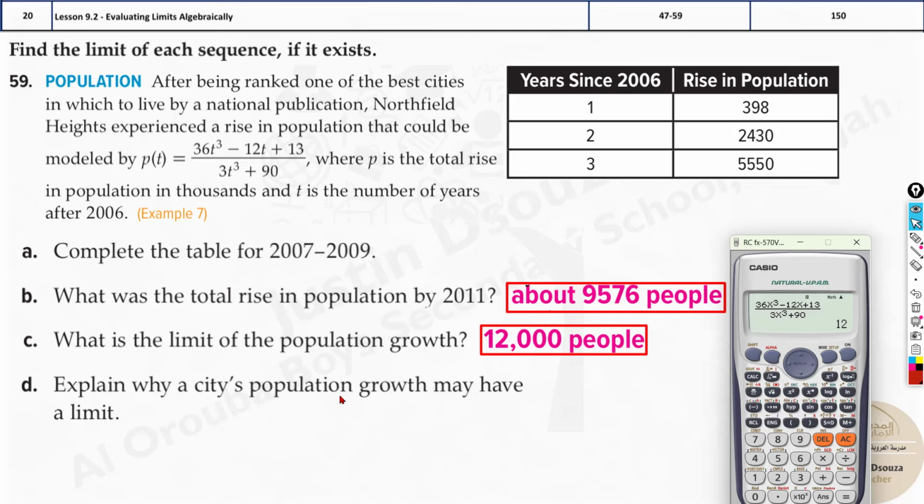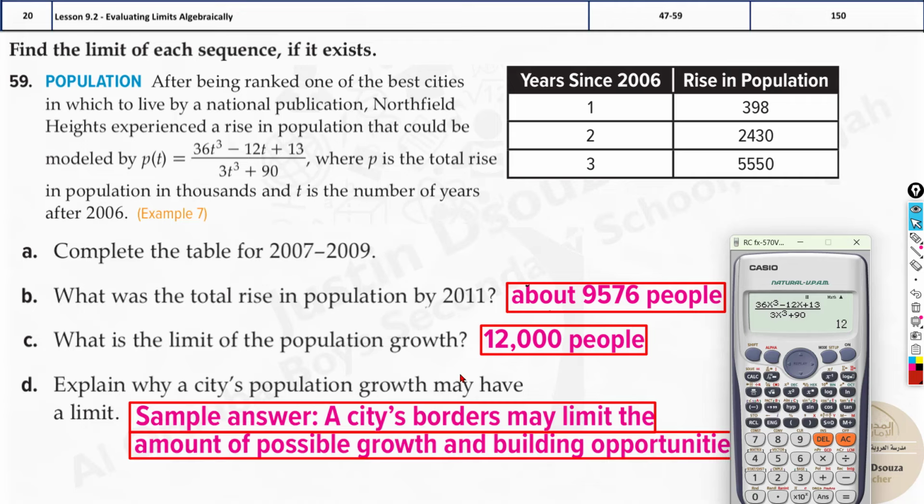Why? Explain why the city population growth may have a limit. Let's see, there are various reasons, right? Because a city can hold only a certain number of people. So the equation over here will generally be based on those factors. So when you find these equations, how generally they make it is they take a lot of factors into consideration. The environment, the growth, the economy, the school, the infrastructure, everything, and then they do these equations. So they are more practical equations. And therefore, there are lots of constraining factors which will restrict the population.